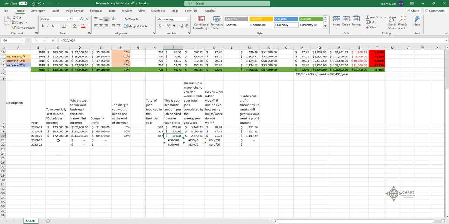So you just add your numbers in here, you change these numbers to your numbers, and that'll give you your numbers. And that's going to give you a good idea of where you sit. Do you sit comfortably? Are you overstretching trying to put an employee on? Can you afford an employee? Okay, so that's what this is about.